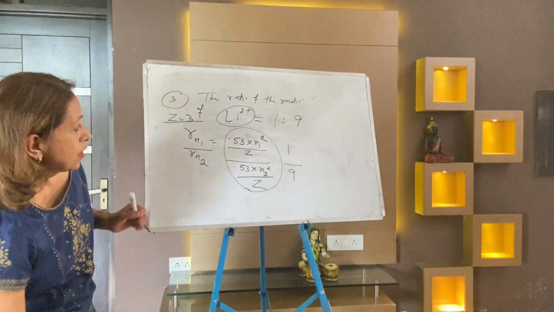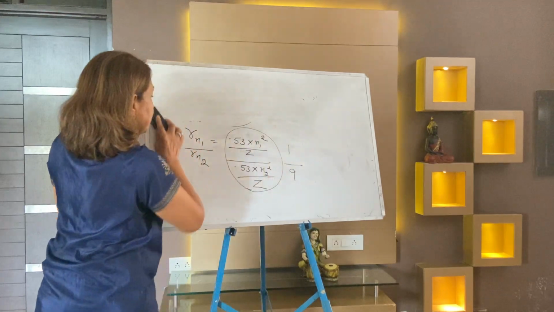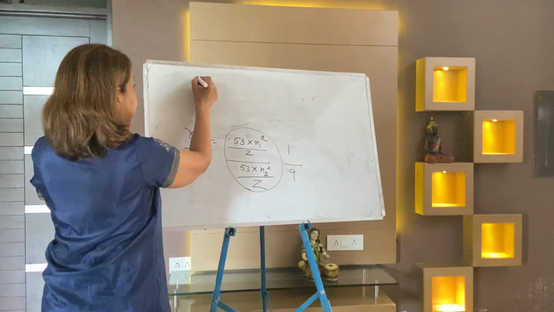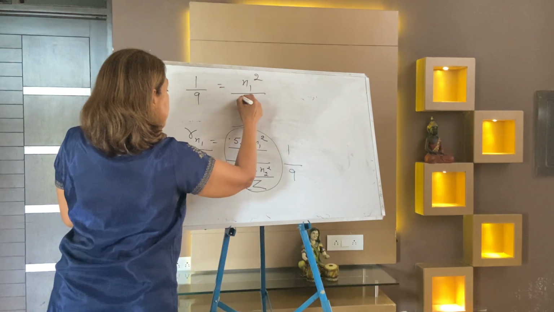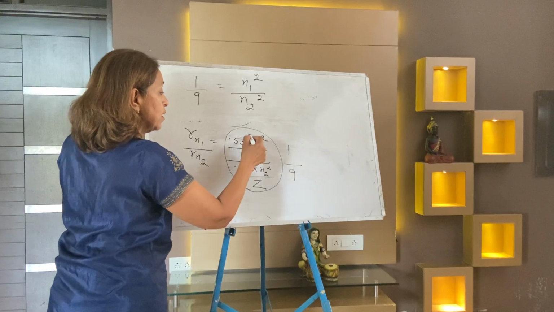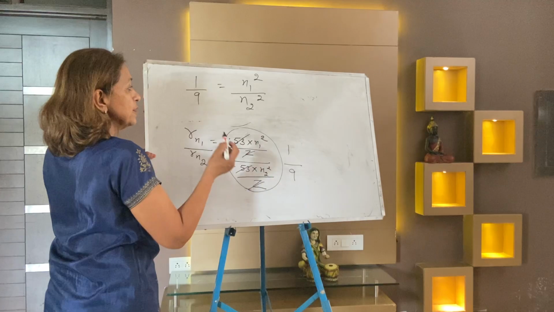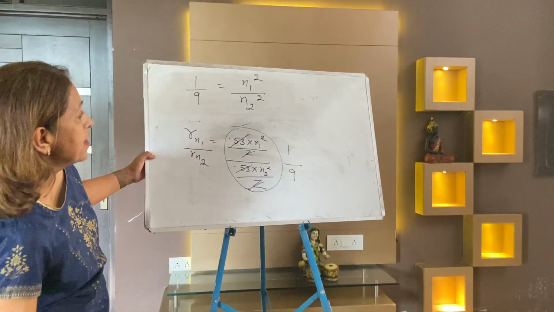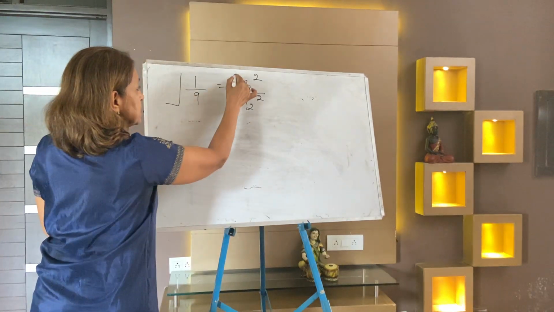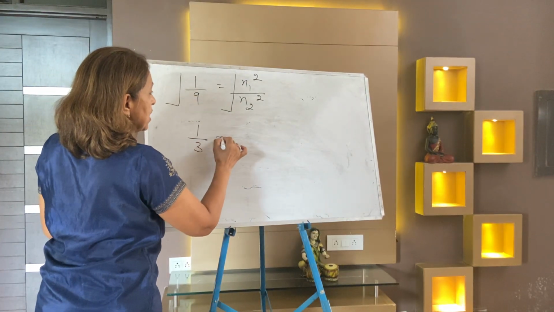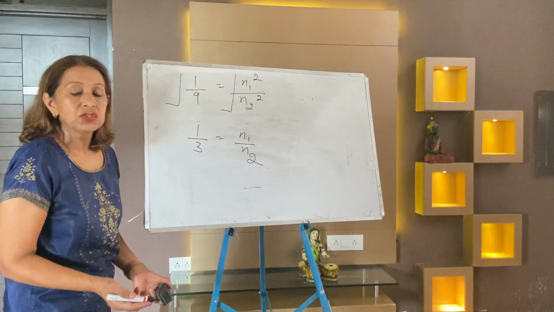So what you will do after that, this radius ratio is given, 1/9. It is equal to N1 square by N2 square. What would cancel? 0.53 cancels. The atomic number is the same, so it cancels. So the radius ratio is 1/9. Taking the square root on both sides, your answer will come 1/3 is equal to N1/N2. So what is the nomenclature?